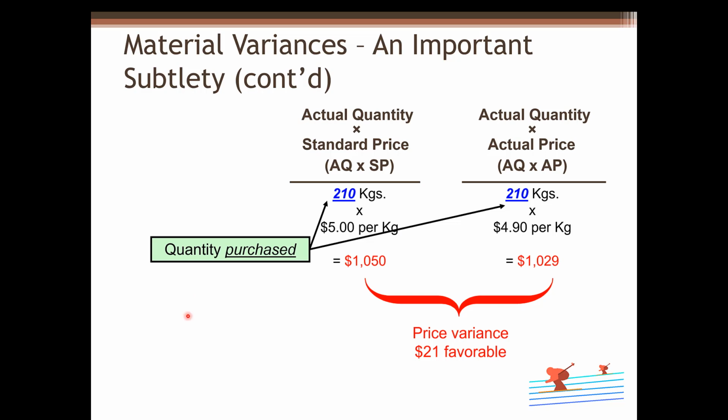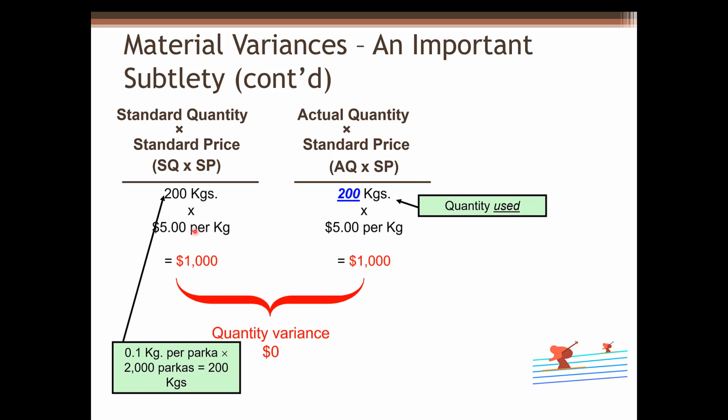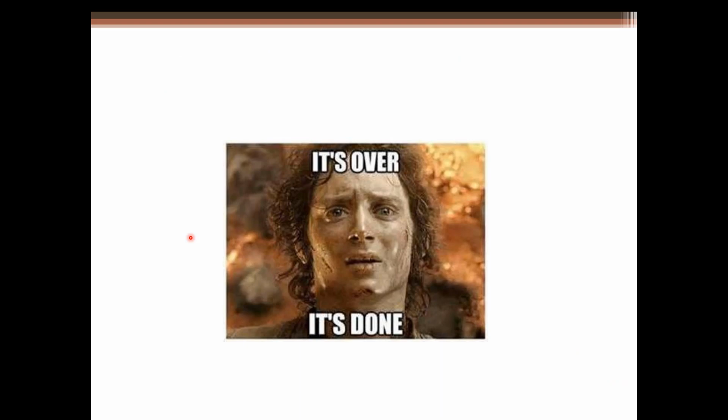If we take a look at the whole picture, in this case, materials purchased are not all used in the production process in that period. Then spending variance does not equal quantity variance plus price variance, because in column 3 we use quantity purchased, and in column 1 we use quantity used. This is end of chapter 10.